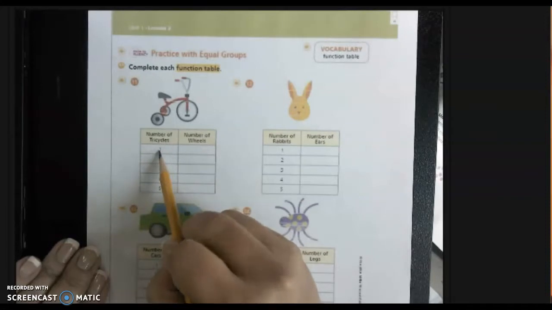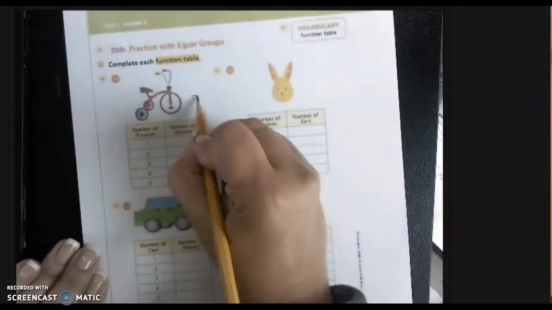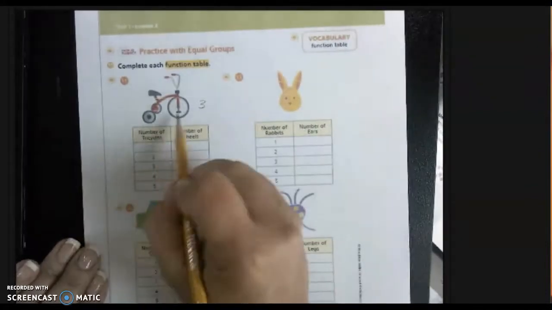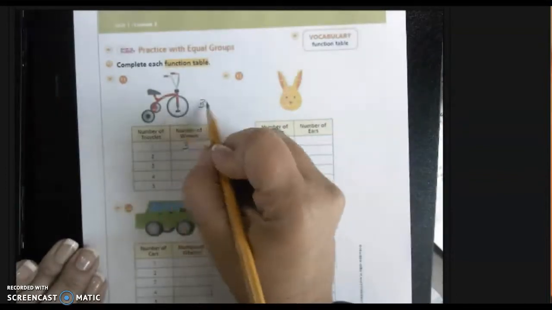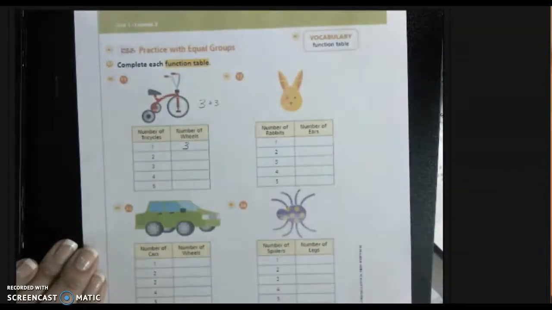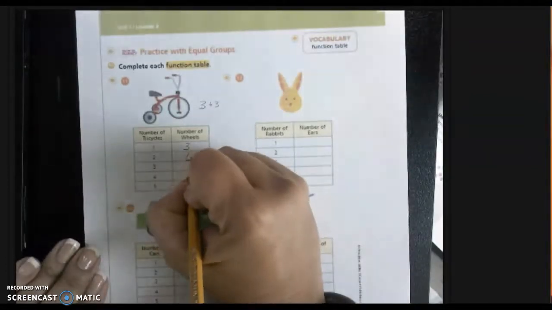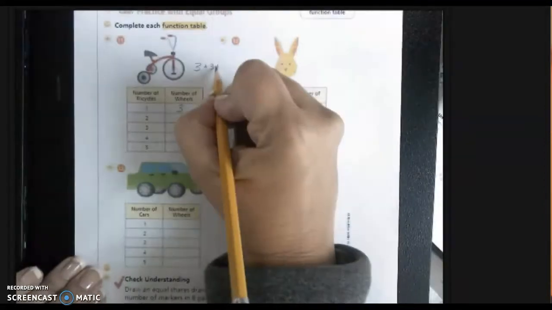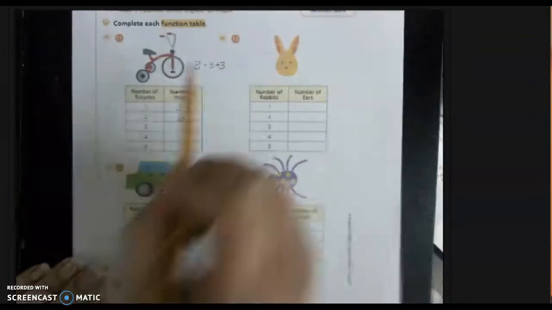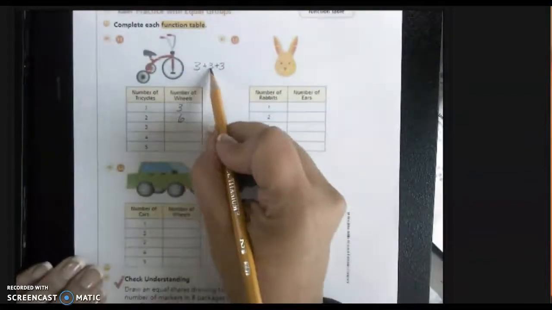All right, so we're going to think about the number of wheels. This tricycle has 3 wheels. If I have 1 tricycle, I have 3 wheels. But what happens when I have 2 tricycles? So now I've got 3, and now I've got another 3. So I've got 2 groups of 3. So 3 and 3 together is going to make 6. And what if I get another tricycle? Now I have 3 tricycles with 3 wheels each. See how I'm just adding on another 3 each time? 3, 6, 9.